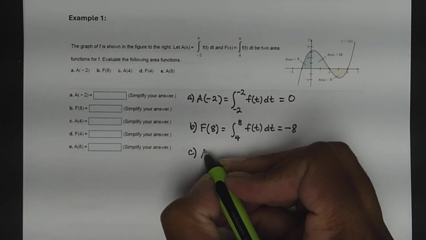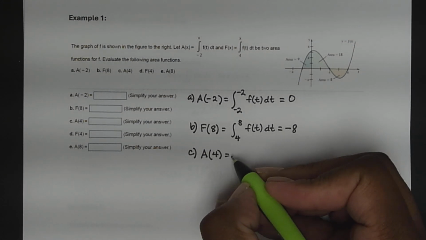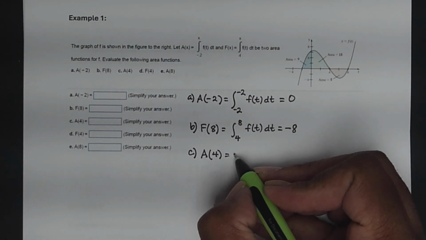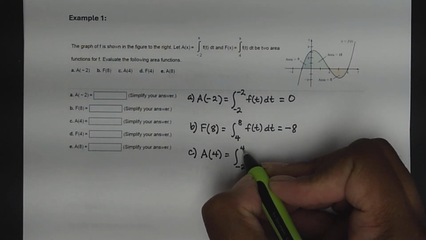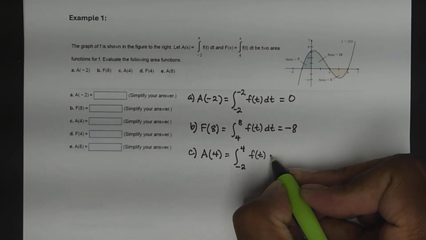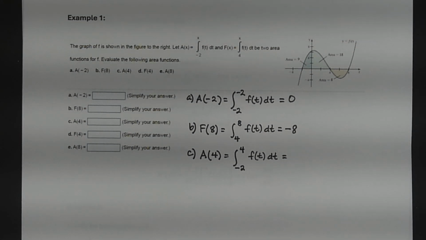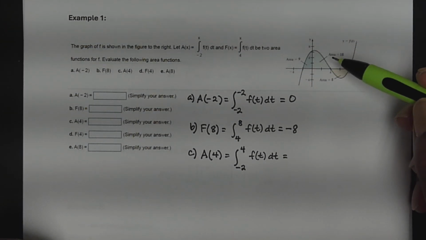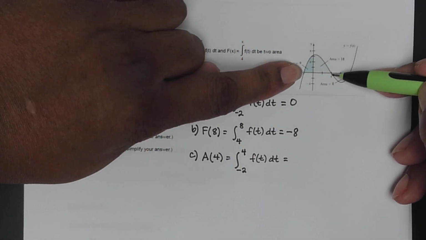Now part C, A of 4. Well, now we use the A of x function here and replace the x with 4, so it will be the integral from negative 2 to x, which is now 4, of f of t dt. So in this case, look at this graph from negative 2 to 4. So here's negative 2 right here, and here's 4 right here.